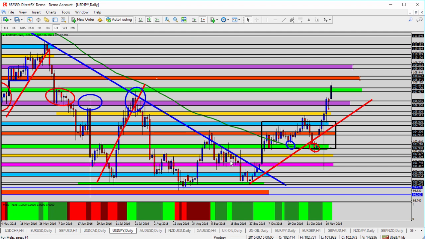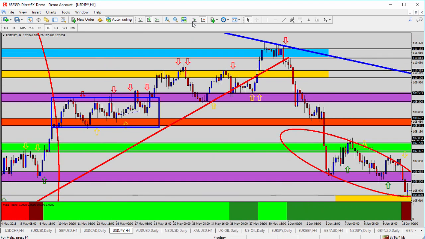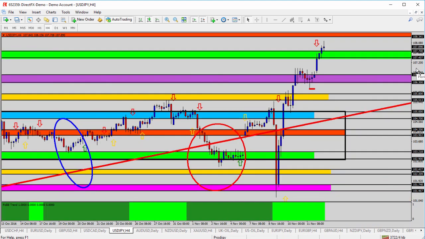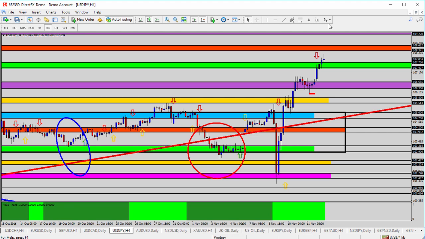So it's not too hard to see that if it stays above that green shaded area, 107.70, 107.40, we're looking for it to head back up to the orange zone. Again, it's very difficult to buy something at the highest high. You never want to buy something at the highest high. But if it gives you indication of a breakout, I don't have a problem with it.